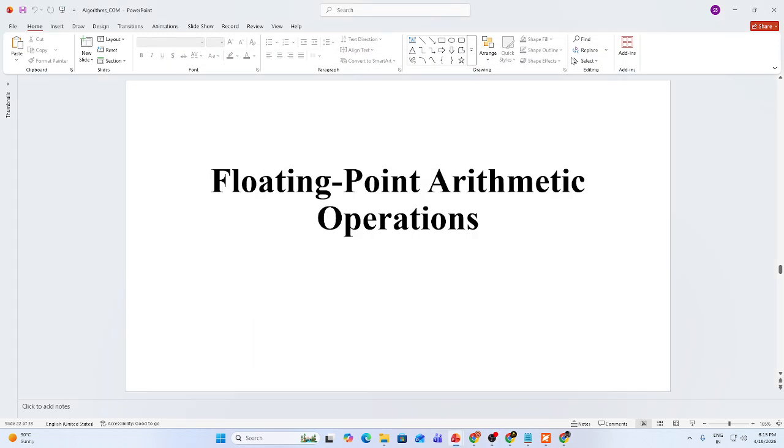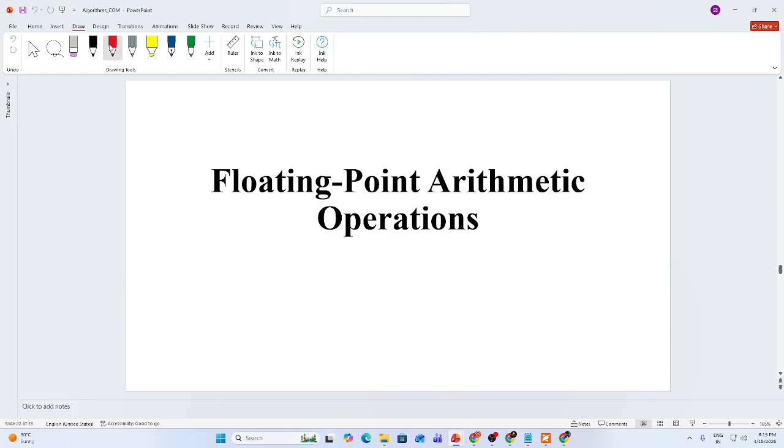Dear students, let us continue with floating point arithmetic operations. So in this video, you are going to learn about one of the important floating point arithmetic operation algorithms. So one algorithm for both addition and subtraction. So you are going to learn the algorithm for addition and subtraction. Okay. So let us proceed with this first algorithm in this video.